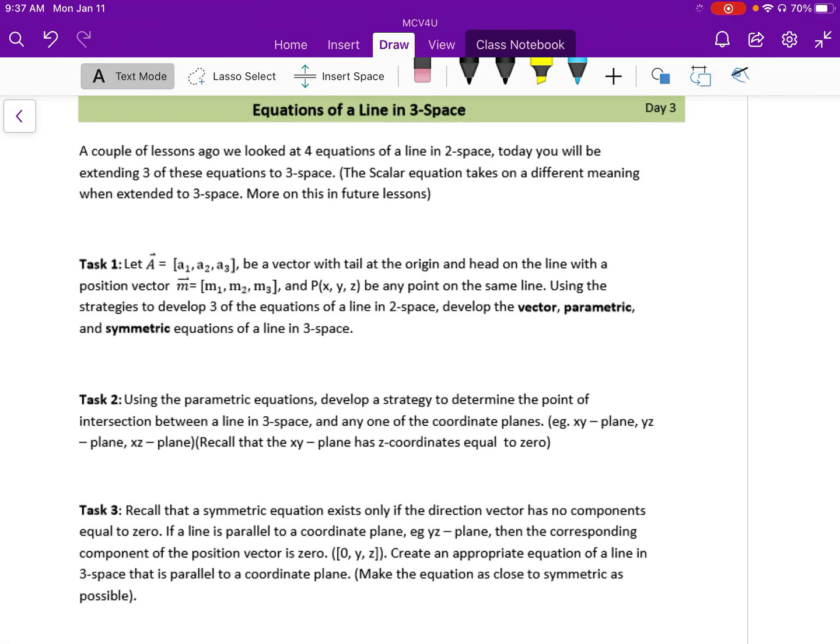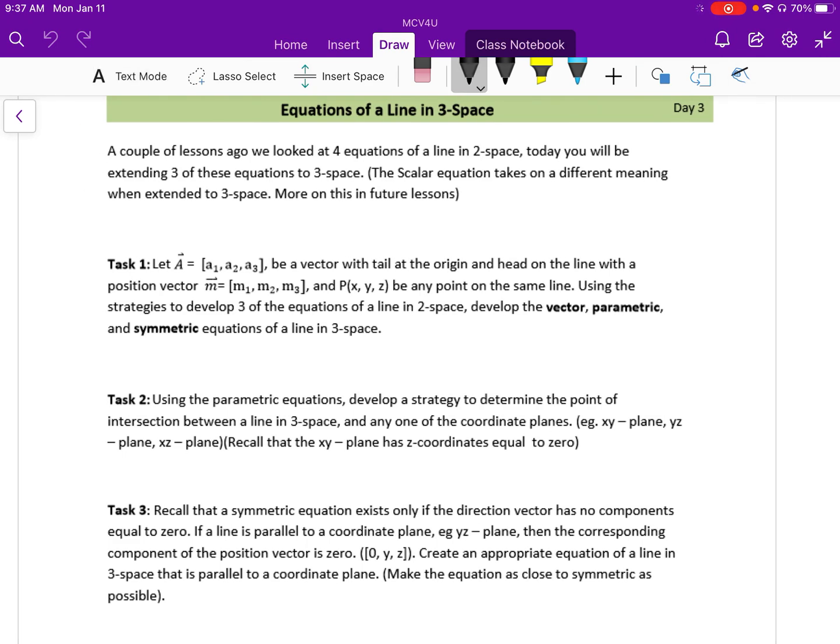What I want you to do is pause the video and go through this on your own. Think about what needs to happen with each of these three tasks: task one, task two, and task three. You could probably look at this within about 10 to 20 minutes. Then you can press play again and continue on, and we'll summarize what we need to summarize.